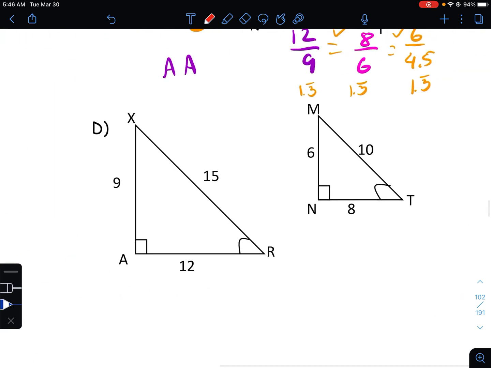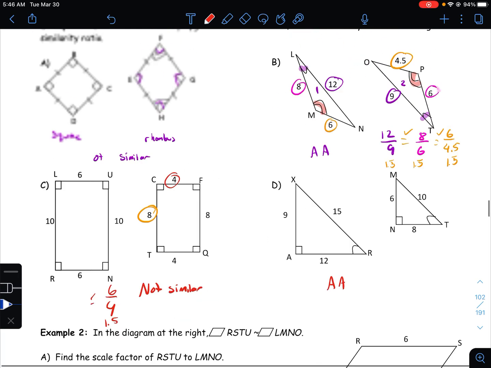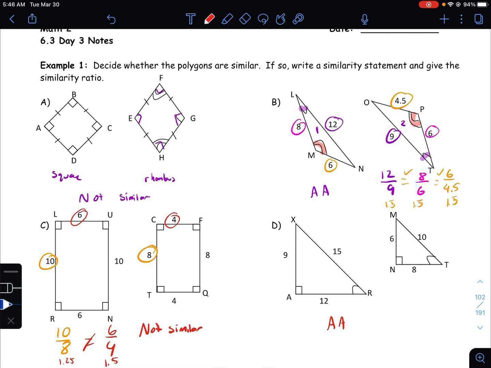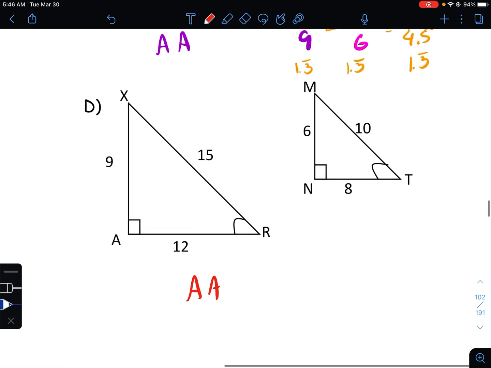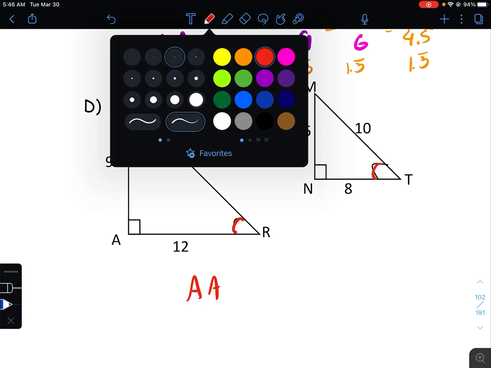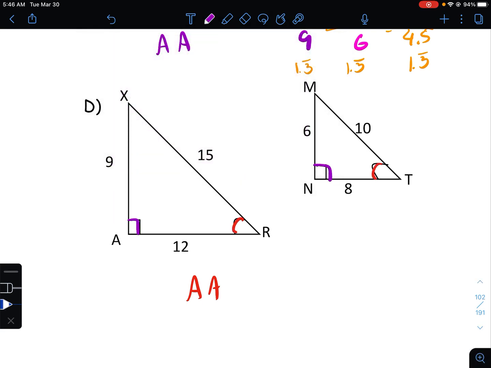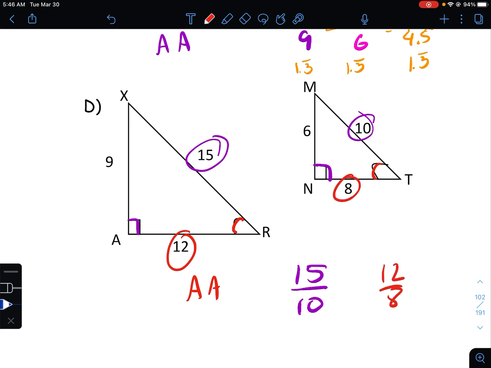All right, next one. For this one, again, we could just do angle because it's a triangle and we're allowed to do that. Notice how we were not allowed to use angle on the four-sided figures, but you are allowed to use angle on the triangles. But again, we can go ahead and confirm by checking the ratios. So we'll do 15 over 10, and then 12 over 8, and then 9 over 6.